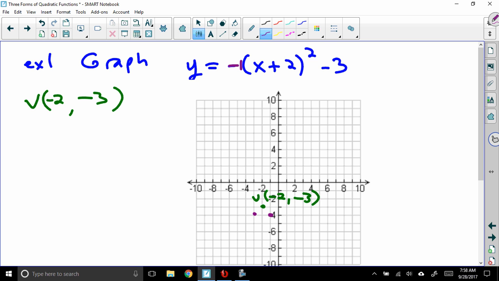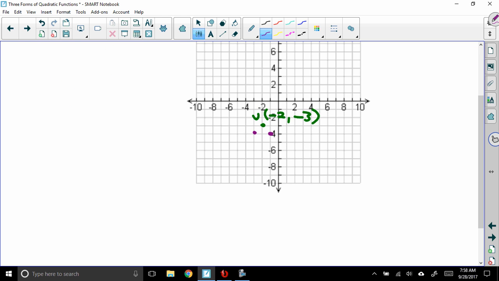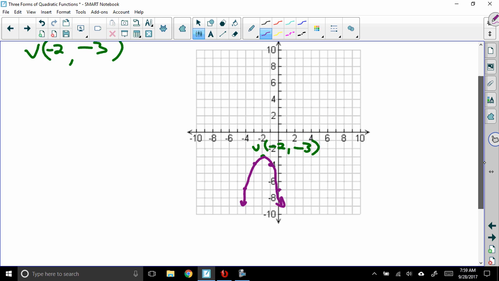And then since the a value is 1 but it's flipped over, this function with respect to the vertex is going to look a lot like the parent function, just flipped over, right? So from there then, we could go ahead and go over 2 and down 4. And I don't think I'm going to have any more room to go any further than that. Okay. So that's pretty cool.